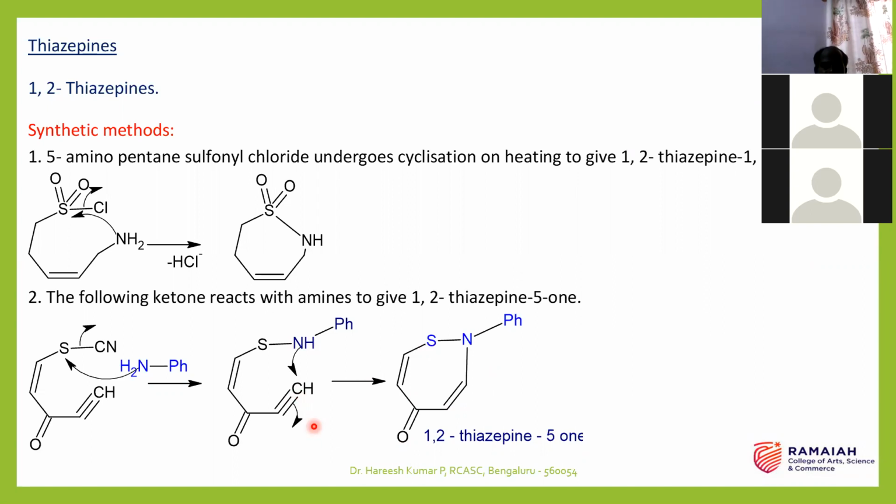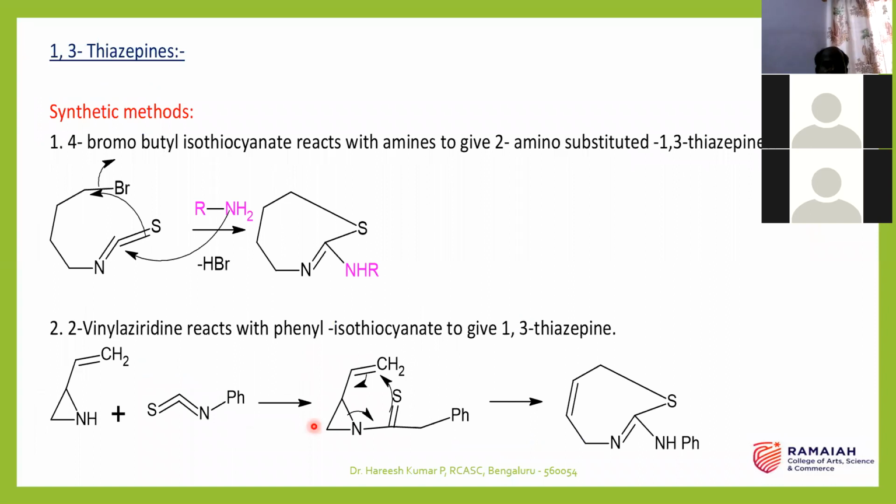So with this, I will go to the next slide. The next slide is about 1,3-thiazepine. That means here sulfur and nitrogen are at the 1,3 positions. How is this obtained? Starting with a compound like this. What is the name of this compound? This position is called bromo, 4-bromo, and 4 carbon atoms, butyl. And this functional group is called isothiocyanate.